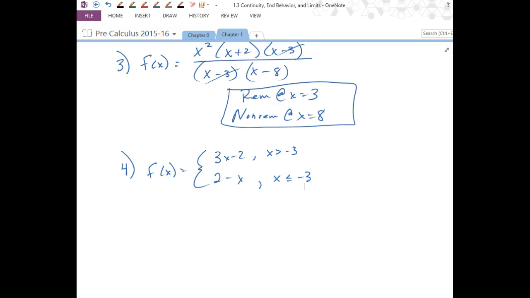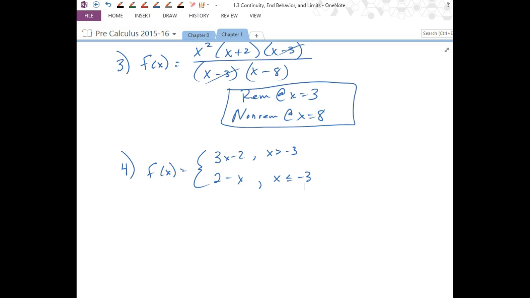So for starters, if I look at just the top piece, the 3x minus 2, does that have any points of discontinuity? Is that continuous? It is continuous. Very good. So 3x minus 2 would just be a straight line. We're not dividing by x ever, so that one is completely continuous. What about the bottom piece, 2 minus x? Continuous. Okay, so both pieces are continuous.